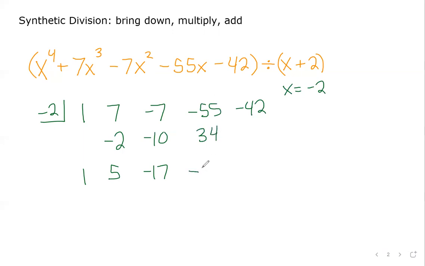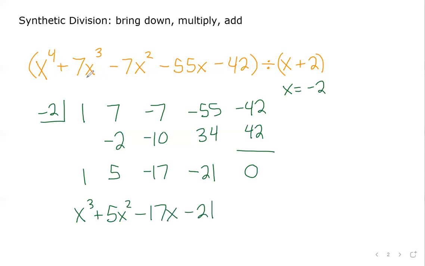This should be minus 21. Multiply, positive 42, add vertically. So this again would be the remainder. The fact that there's no remainder shows us that this does in fact go in evenly. Since we started with x to the fourth, our answer would start with x to the third. So 1x to the third plus 5x squared minus 17x minus 21. That's the answer to this division question.